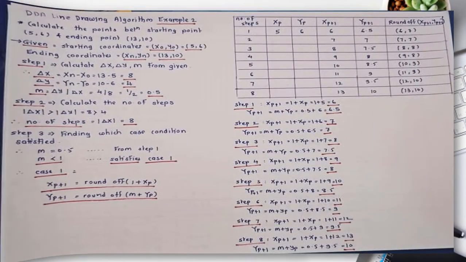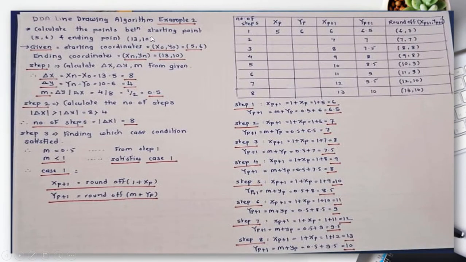Now the second example. Calculate the points between starting point 5, 6 and ending point 13 and 10. So in this one, the given part is starting coordinate value x0, y0 is equal to 5, 6. Ending coordinates xn and yn are 13 and 10. So in step 1 we have to calculate differential of x, differential of y, and then slope of that line, that is m, from these given values.